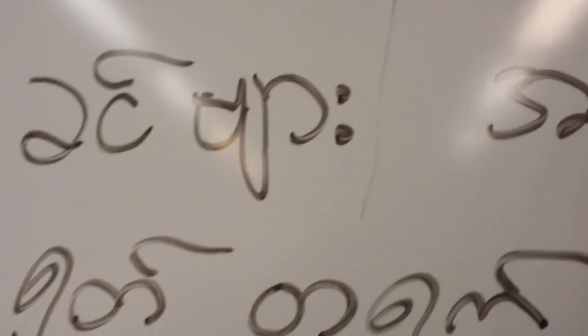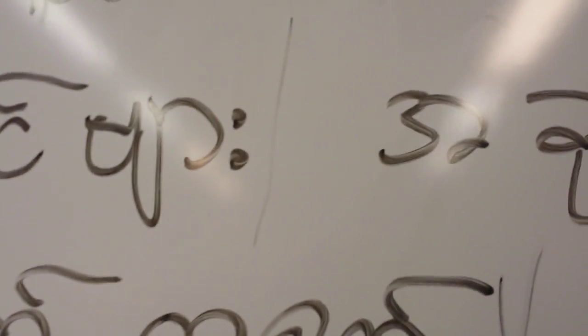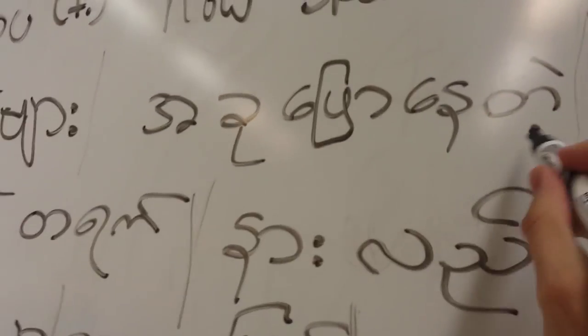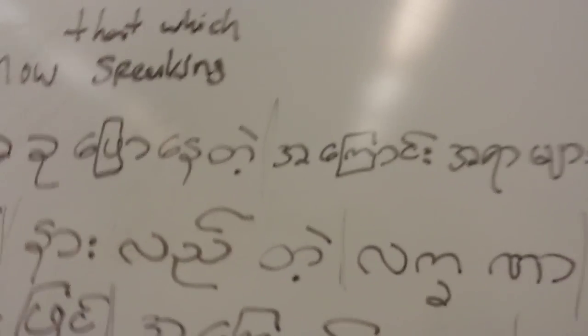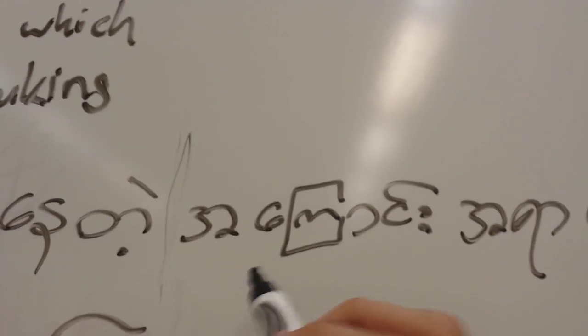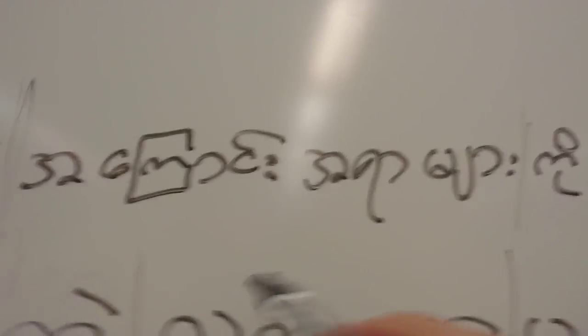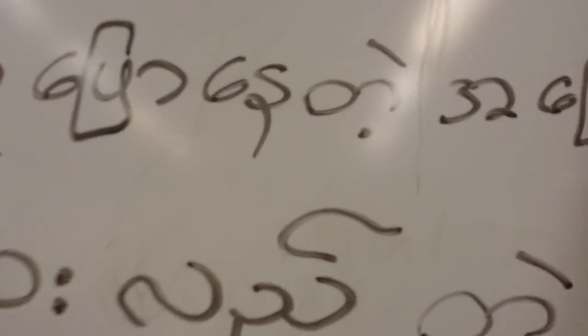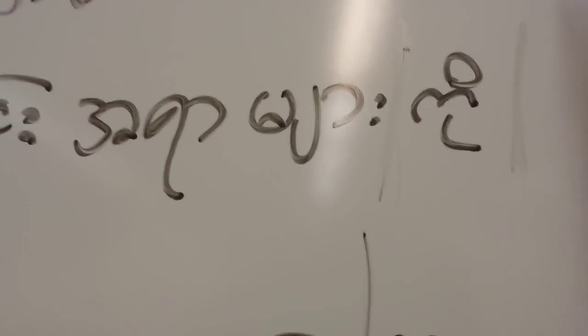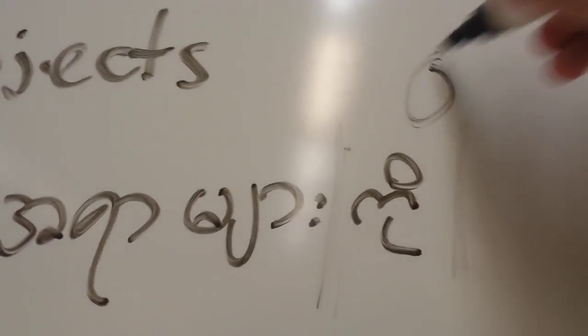Now speaking that which is pretty much what this translates to there. Ajaoya is subject. Ajao means about. Aya is thing, so about thing, subject. Mia, plural. Subjects. And then this is like an object marker.